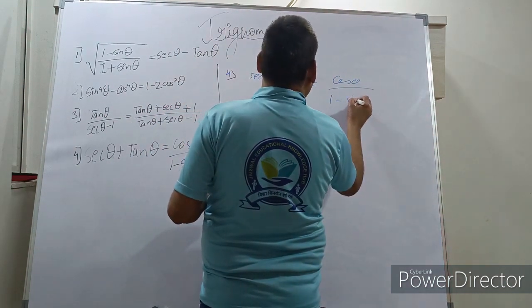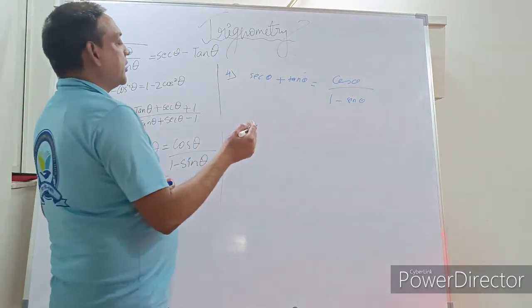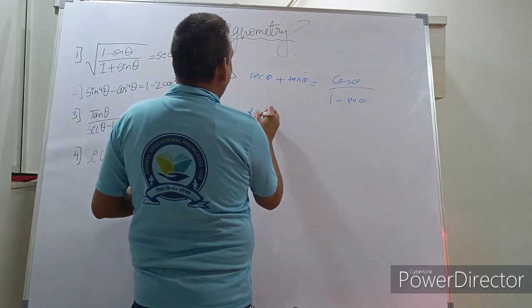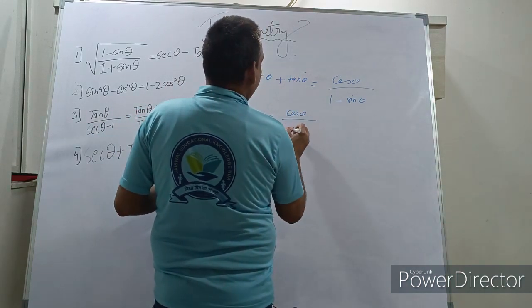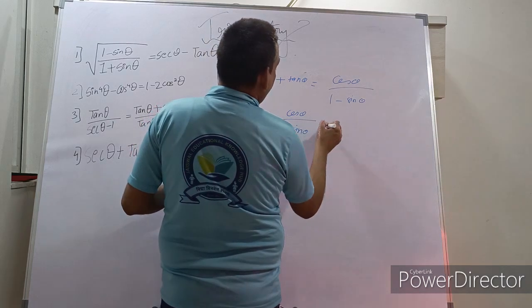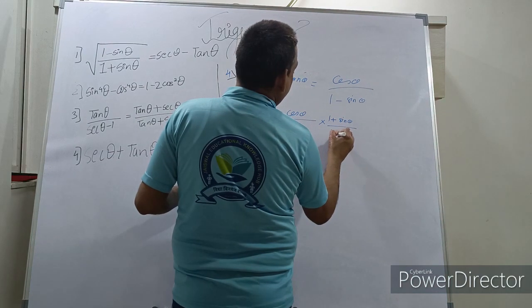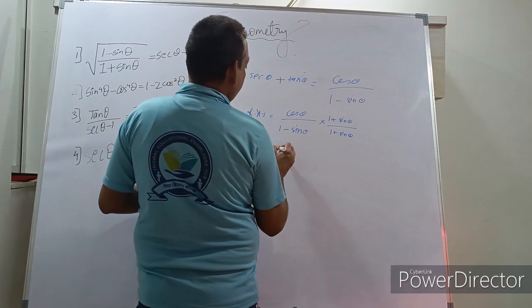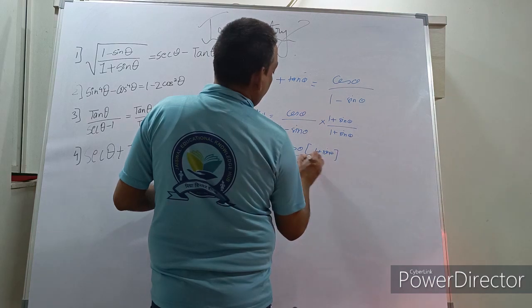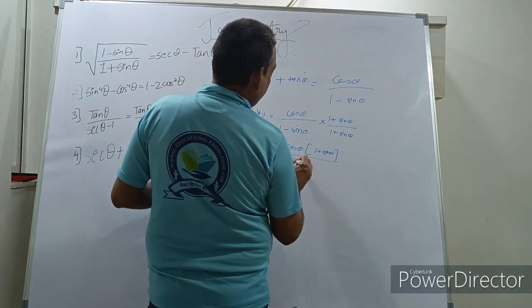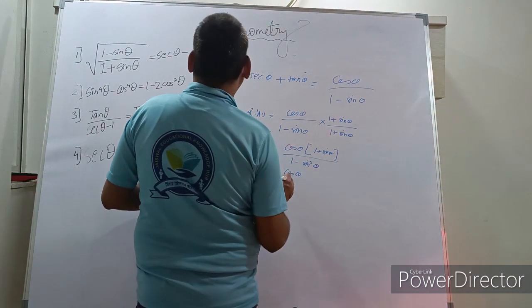And the fourth one is sec theta plus tan theta is equal to cos theta upon 1 minus sin theta. So we can prove the left hand side equal to the RHS, or we can use the right hand side and prove it equals the left hand side. So we are taking cos theta upon 1 minus sin theta. Again we'll multiply by the conjugate of this, 1 plus sin theta upon 1 plus sin theta, so that is cos theta times 1 plus sin theta upon, a minus b times a plus b becomes 1 minus sin square theta, which is nothing but cos square theta.